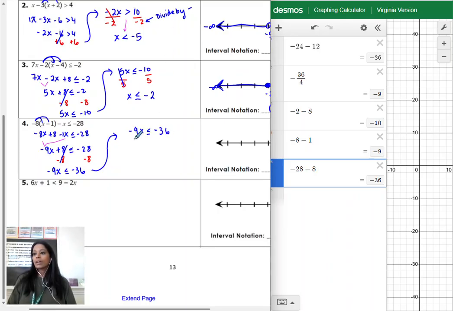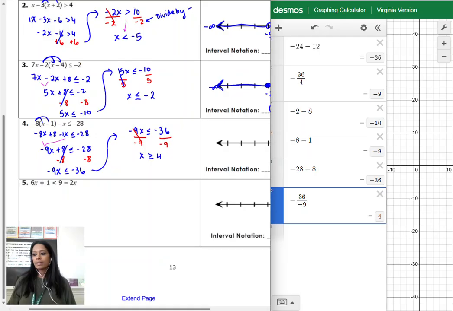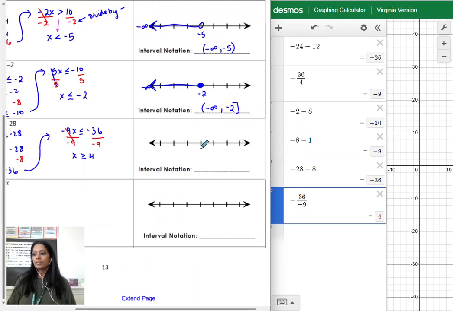And now I'm going to divide both sides by negative 9, and then you have x is greater than or equal to, because I'm dividing by a negative number, I need to switch the sign. And then what is that? Negative 36 divided by negative 9 is going to be positive 4. And that's my answer, positive 4.